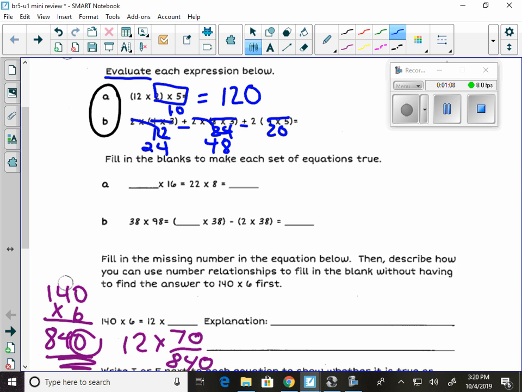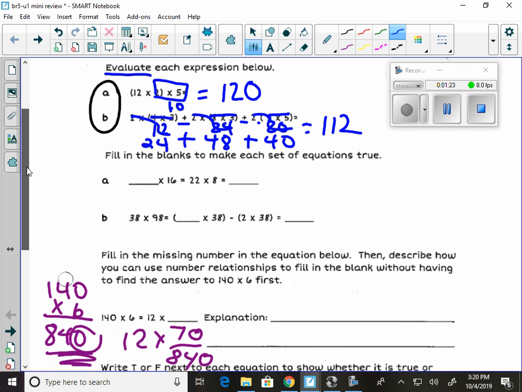And when the numbers are right next to parentheses, that means multiply. 2 of the 20s, 2 times 20 is 40. And then we add 24 plus 48 plus 40. It is 112. You can do it to the side, but that's how you would do it.